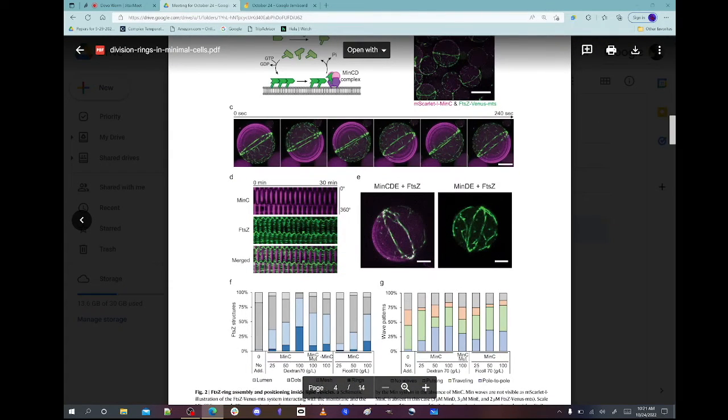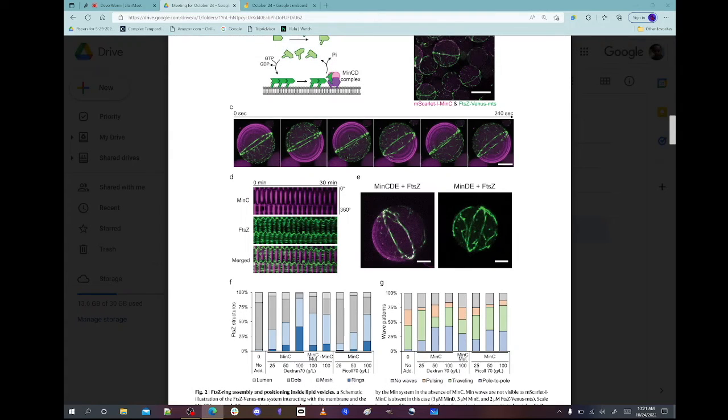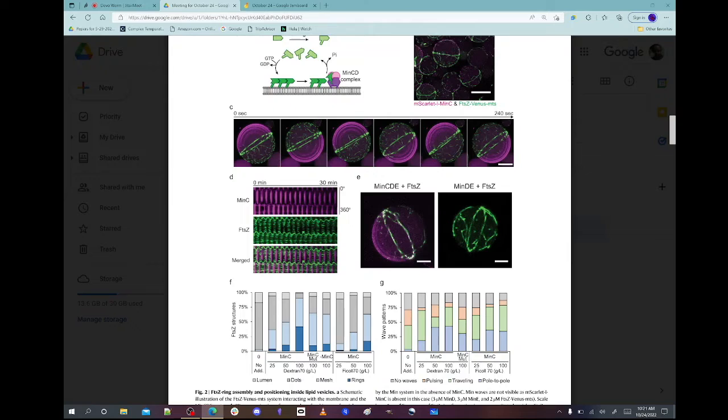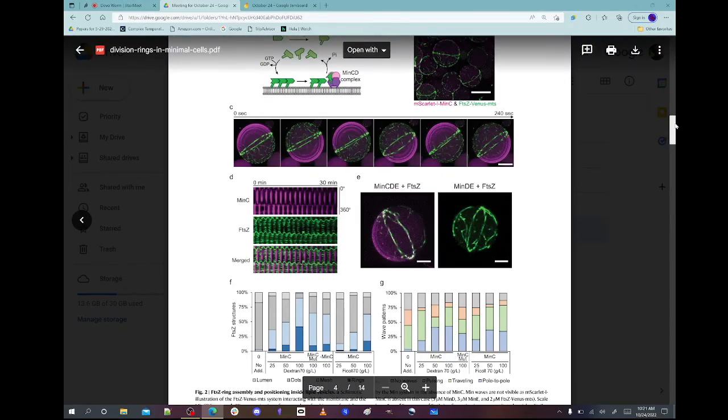And so this is an example of a ring in the lipid membrane, and here are some more images of this where you see the expression of these. This is MinCD and FtsZ being co-expressed. This is MinDE and FtsZ being co-expressed. So you can see that these proteins are being expressed. They're going to form this ring. This ring then sits at the middle and contracts.